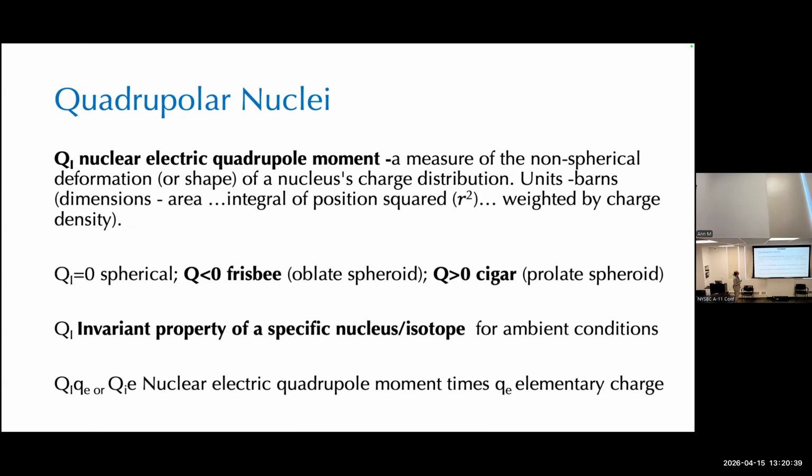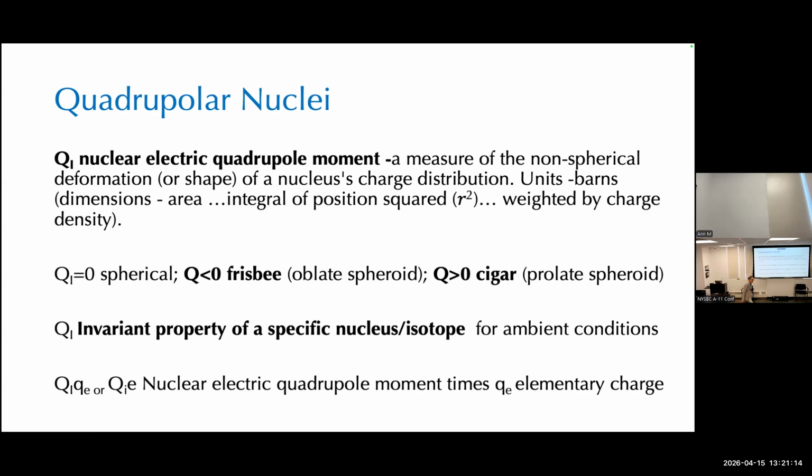It's characterized by the quantity Q, the nuclear electric quadrupole moment, as a measure of the non-spherical deformation or shape of a nucleus's charge distribution. It has units of barns, oddly enough, which is an area dimension. That's because you take the integral of the position squared when you calculate it, like a mean square wave function. When Q is 0, that means you're spherical. When Q is less than 0, that means you're shaped like a frisbee. Q greater than 0, you're shaped like a cigar.